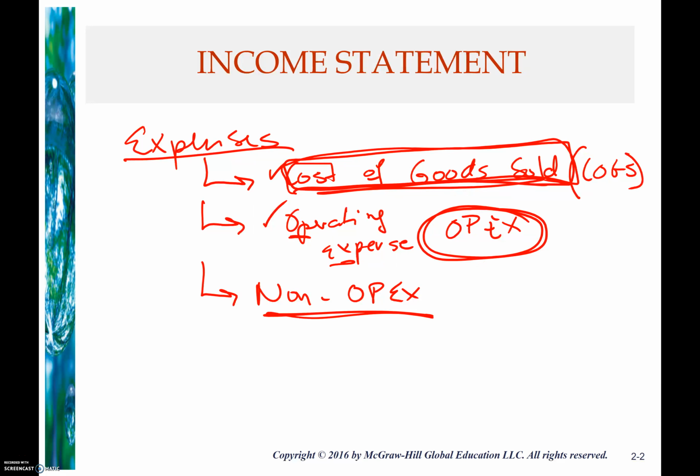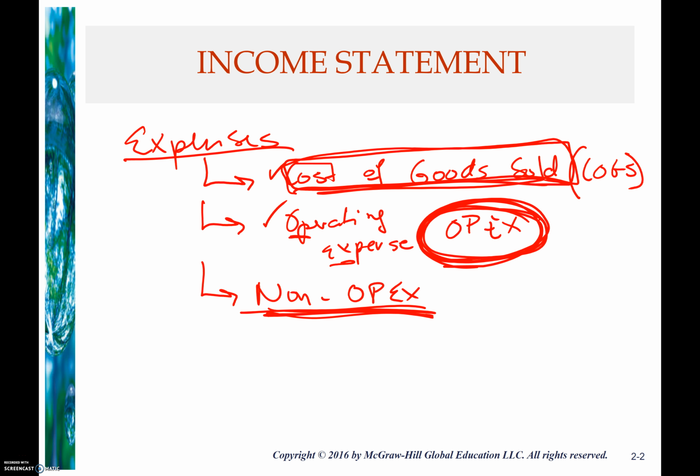That could be rent, that could be salaries, that could be insurance, that could be communication fees for telephones, cell phones, internet, whatever it is will be added and will be in your operating expense category or your operating expense line item. And last but not least is your non-operating expense.